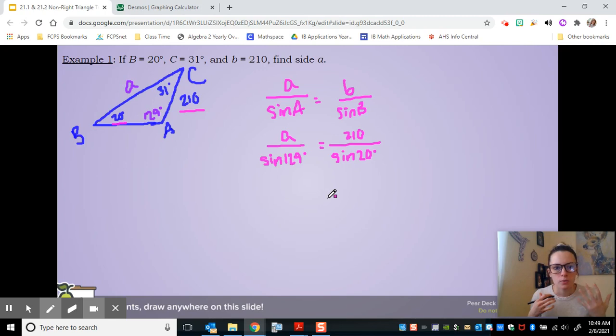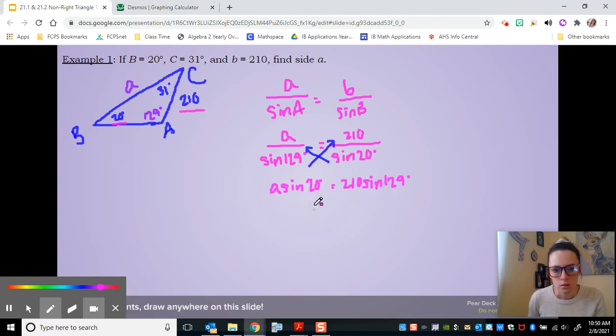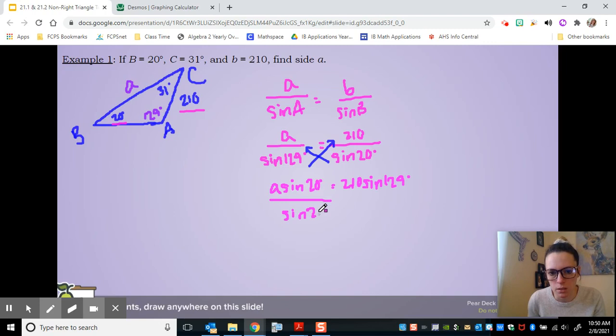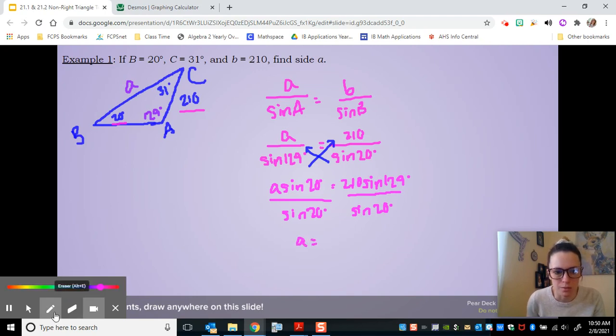And then a lot of these are the same kind of process. You're going to cross multiply and isolate the variable you're looking for. All right, so I've cross multiplied, and I'm going to go ahead and isolate A further by dividing by the sine of 20. This is really just to prevent us from rounding prematurely, so that I don't type that numerator in my calculator and then round and then divide by sine of 20. Just prevents any of that from possibly happening.